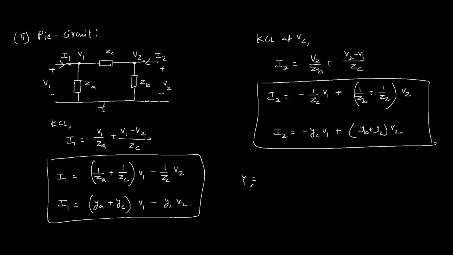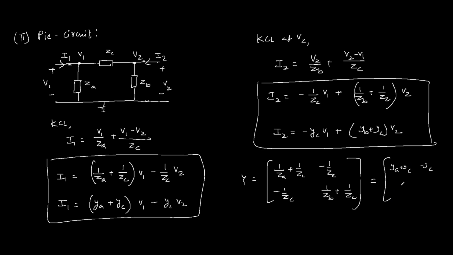So I can write Y matrix as 1 over ZA plus 1 over ZC, and then minus 1 by ZC, and then minus 1 by ZC, and Y22 is 1 over ZB plus 1 over ZC, or simply YA plus YC, minus YC, minus YC, and then finally YB plus YC. So that's how we find the Y parameter for the pi circuit, and the unit for all the elements has to be mho.